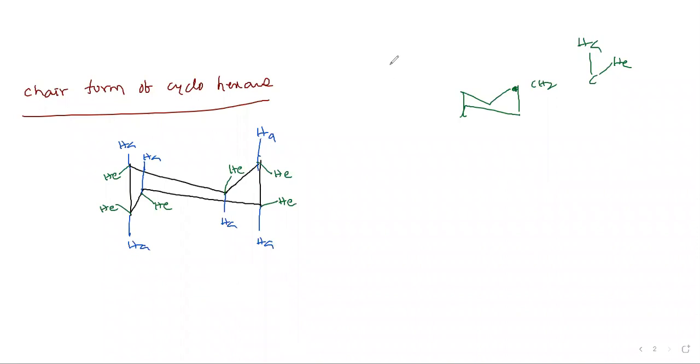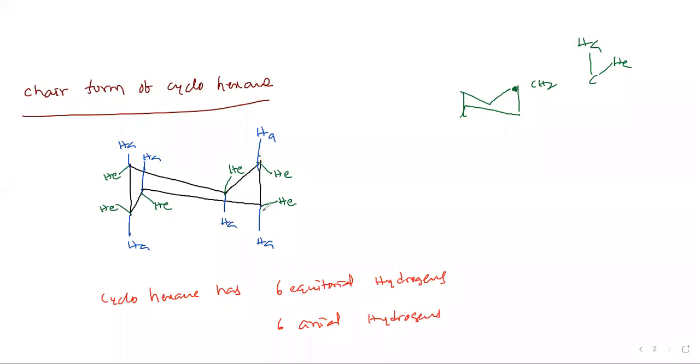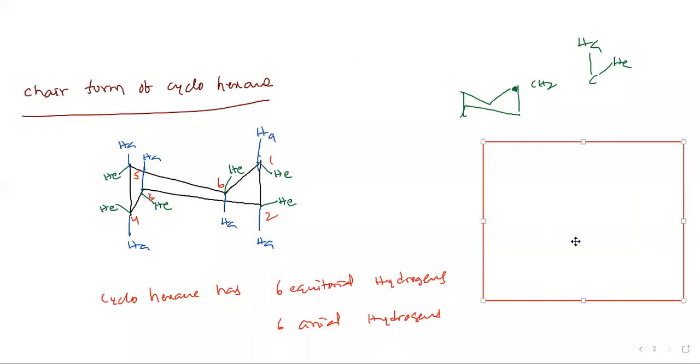Right, I will write: cyclohexane has six equatorial hydrogens and six axial hydrogens. So I will give numbers 1, 2, 3, 4, 5, 6, so that it shows cis and trans isomers. Which one is cis, which one is trans? I will write on the table.